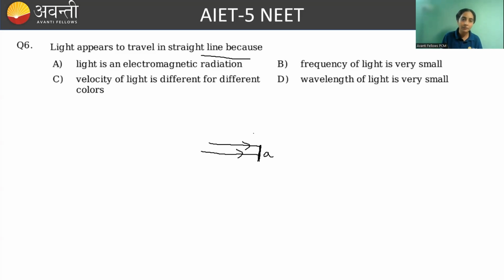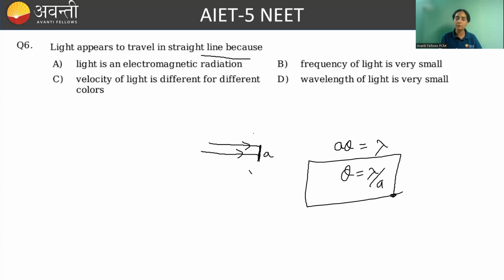If this obstacle size is very large, then it will simply reflect back. And if this obstacle size is very small, it will diffract. But the question is how much spreading will happen, because that will decide if light is behaving as a ray or as a wave. Suppose theta is equal to lambda by A, where theta is the angle in which it is getting spread. If lambda is very small, then this theta will be very small.